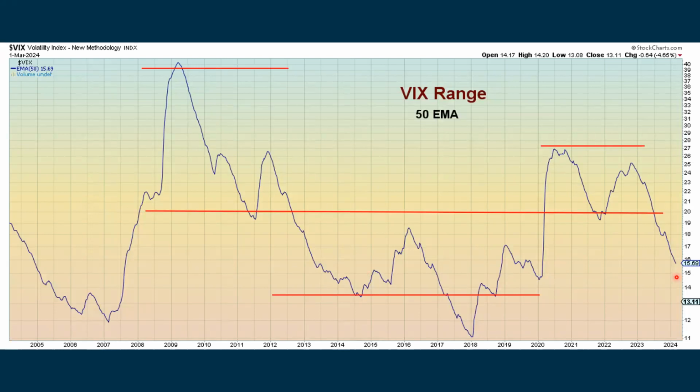We don't use this to make decisions. We use this just to get an overall look at what is the fear gauge of the market telling us right now. And as the market has been going up, fear has been dropping off.